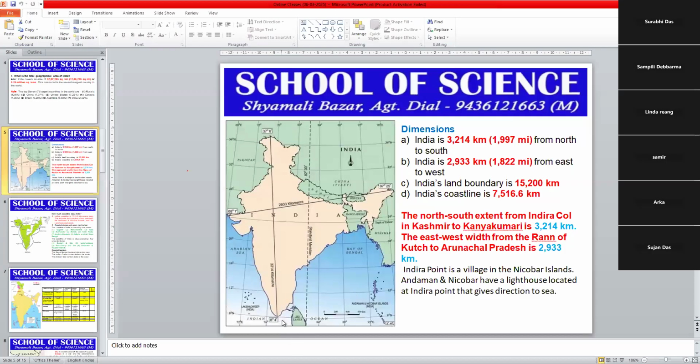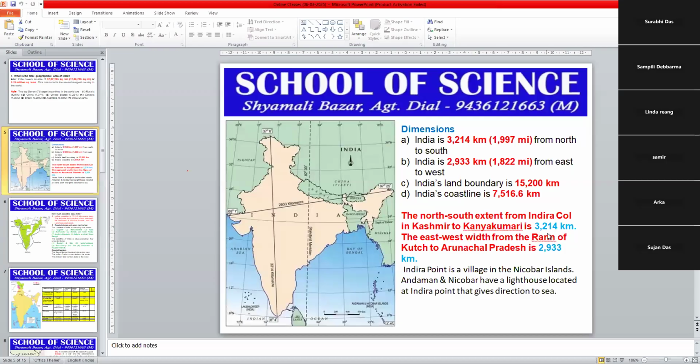Sorry, sir. Here is the Indian Ocean, and here is the Bay of Bengal. So India's coastline is 7,516.6 kilometers. Now here I'm just pointing this out. The north-south extent from Indira Col in Kashmir to Kanyakumari is 3,214 kilometers.